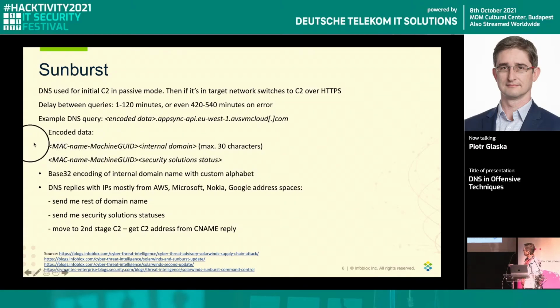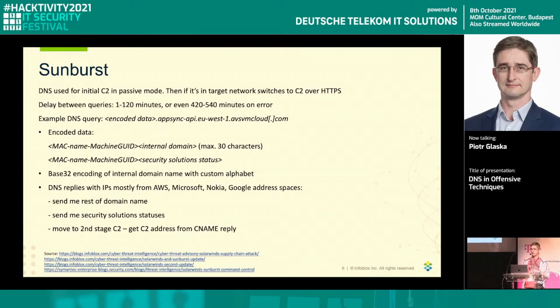In this encoded data, there was a unique identifier of the infected machine, because again, the attacker is losing the source IP of the infected machine. So this ID has to be in the query, and it was the case here as well: MAC address, name, and the global unique identifier from the Windows registry. Then 14 characters with the internal domain name. They infected almost 20,000 companies, but they were not interested in all 20,000. They were interested just in a bunch of ministries and some other important institutions.